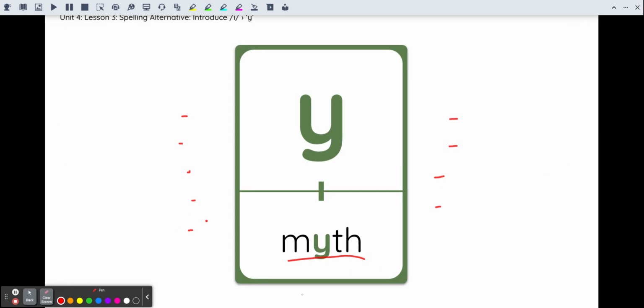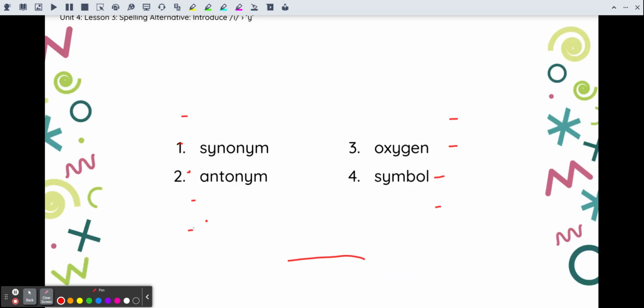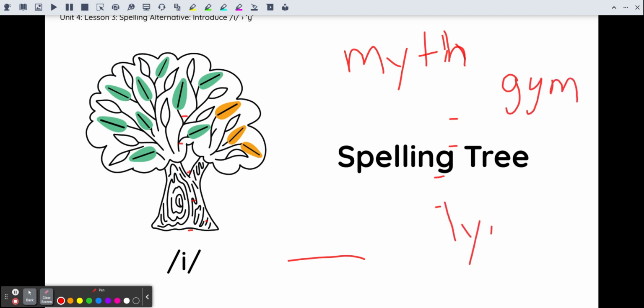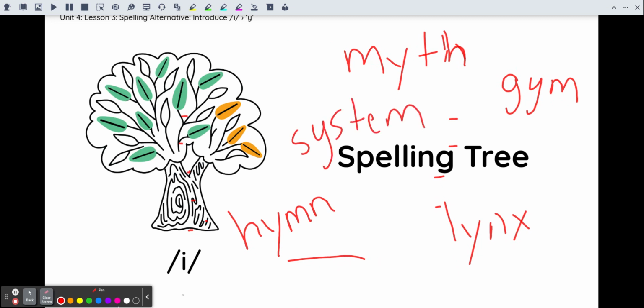If we look at our card, we'll notice that the power bar for I is less common. On our spelling tree, for I, we will have words like myth, gym, links, him, system, because the Y is I.